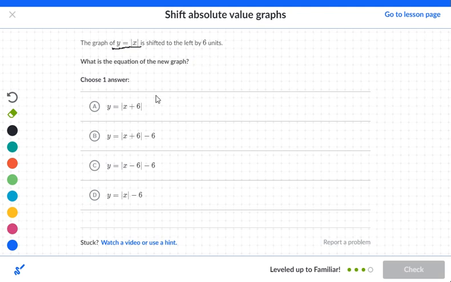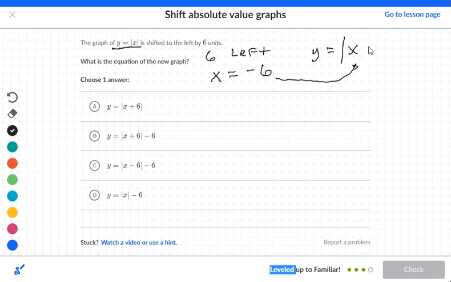Now it says it shifted to the left by 6. So what does the left mean? So if we go 6 left, well, we established from the earlier problems that going left or right, that is the x. So we know that all numbers to the left of 0 are negatives. So x is a -6. Now notice y is not mentioned here. So we would go y is equal to the absolute value of x. Now remember, we're putting the -6 inside, but it's going to become a +6. So anytime numbers go inside, they always become opposite.